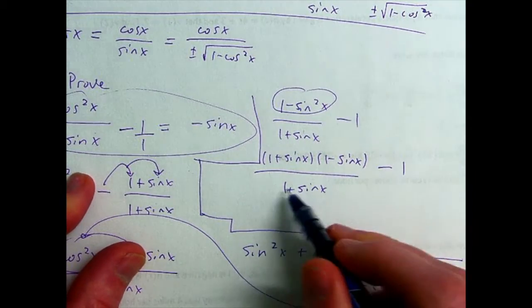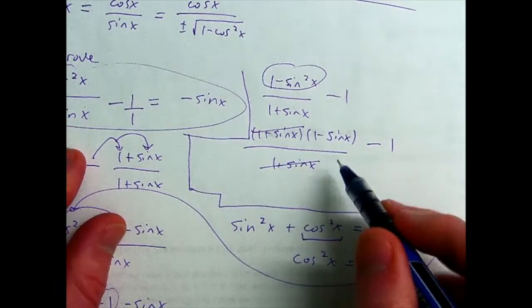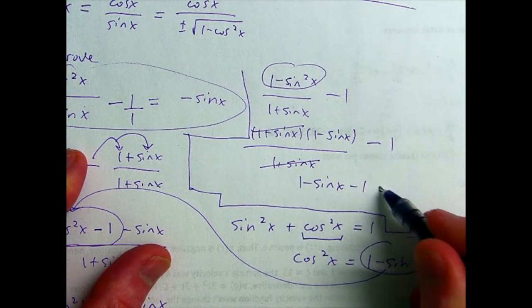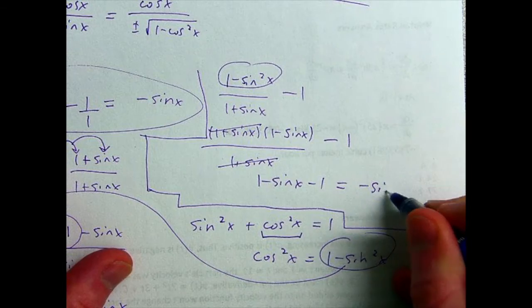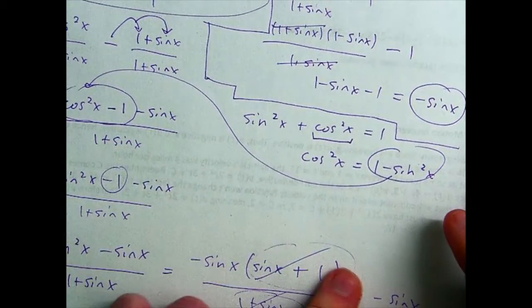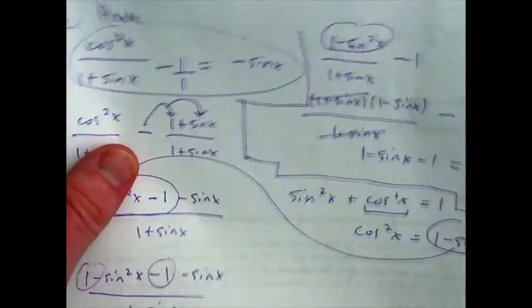And then you could say that, oh, this factor cancels with that one, and you're left with 1 minus sine x minus 1, which of course just leaves you with negative sine x. I think that's a much faster way of doing it. They both get you there, but I don't know. Okay, so that's two ways of doing that problem.